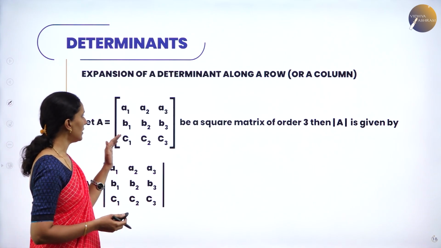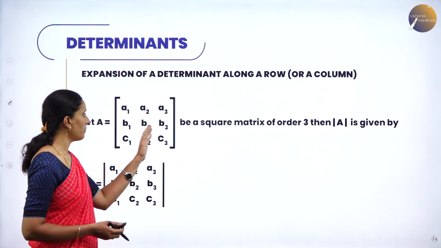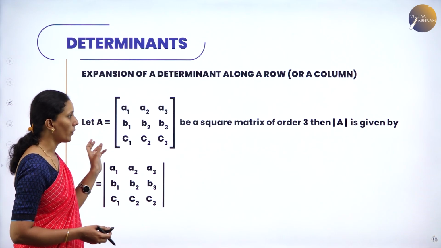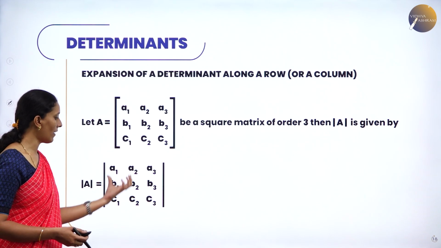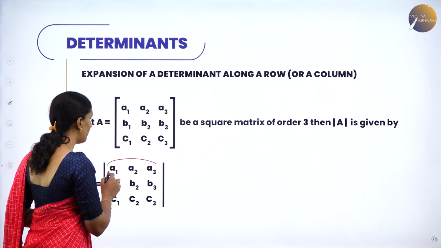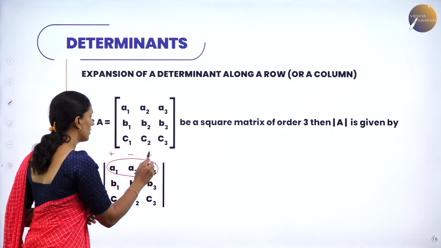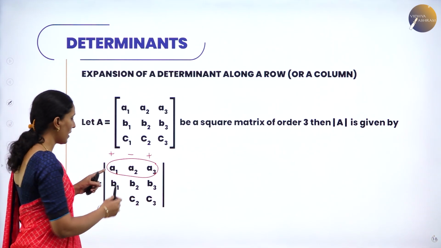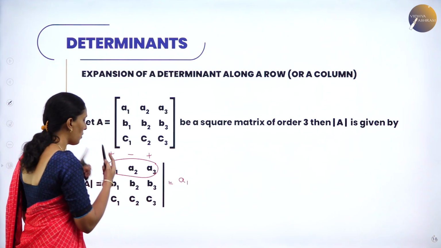I have considered a matrix A containing A1, A2, A3, B1, B2, B3, C1, C2, C3, 3 rows and 3 columns. Let it be a square matrix. Then the determinant is given by the determinant of the same values here. So how are we going to expand this? Here I am taking the first row, and for the first row we should remember the sign convention, that is plus, minus, plus. Let's see. Here we will take A1 and the sign is positive.